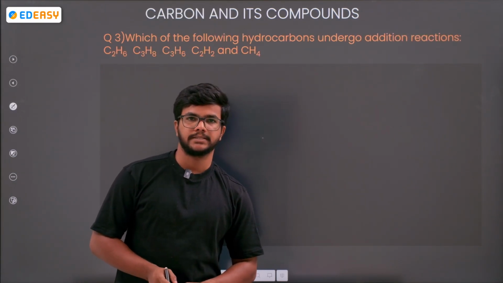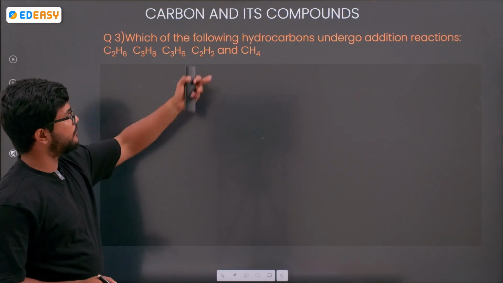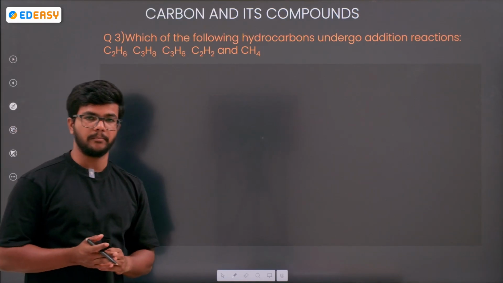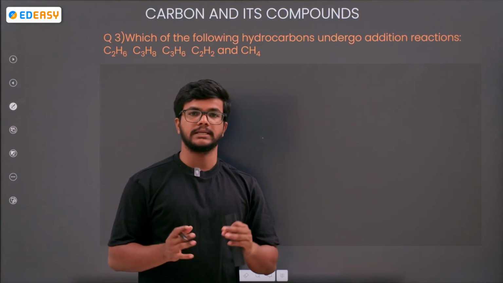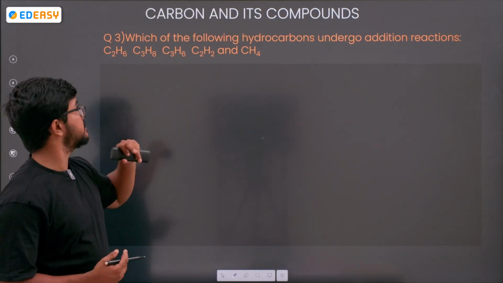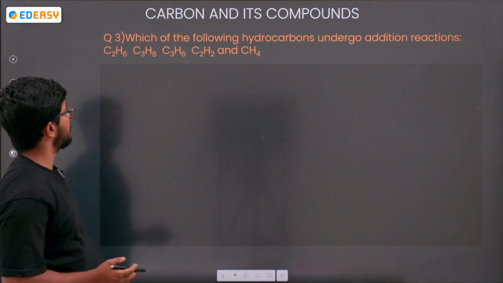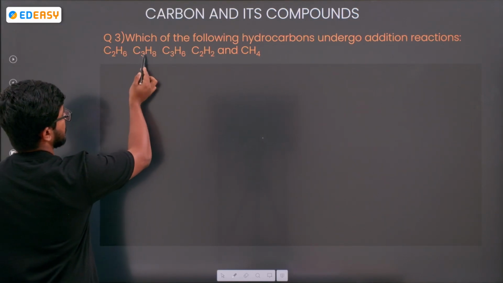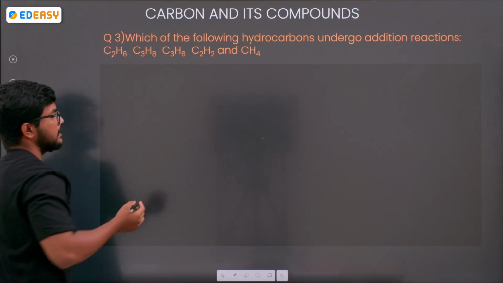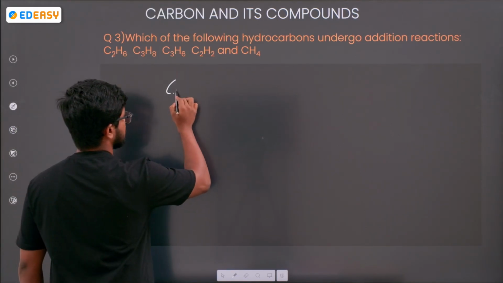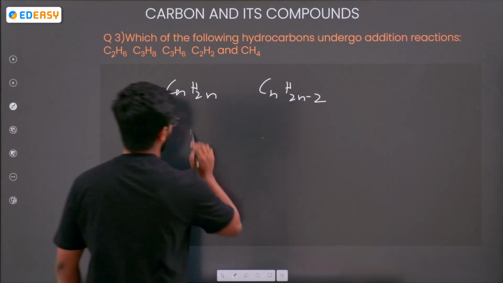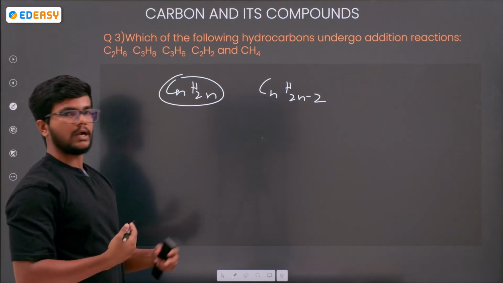Next, which of the following undergo addition reaction? Addition reaction means double bonded compounds. Unsaturated compounds with a double bond or triple bond undergo hydrogenation, which is an addition reaction. C2H6, C3H8. Here, if you find the difference, for an alkene, which is an unsaturated compound, the formula is CnH2n, and CnH2n minus 2 for alkynes. If it is a double bonded carbon, it can undergo addition reaction.